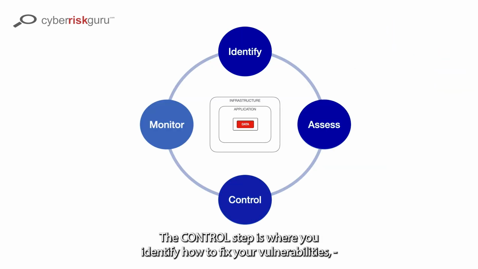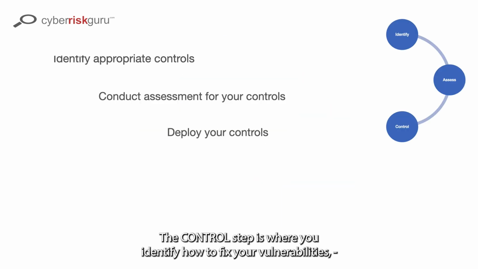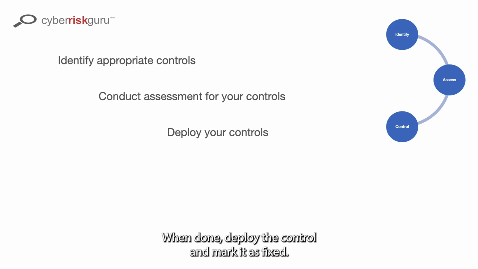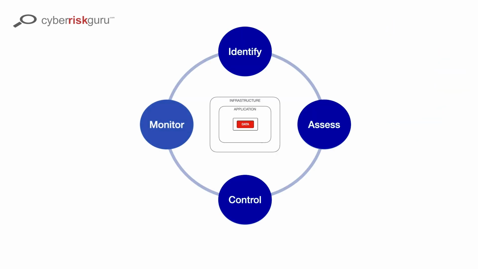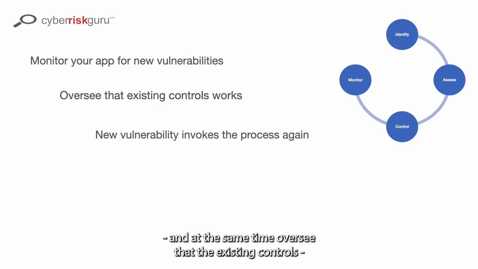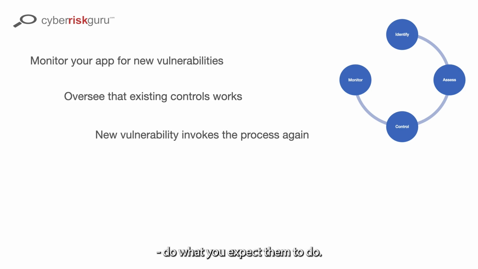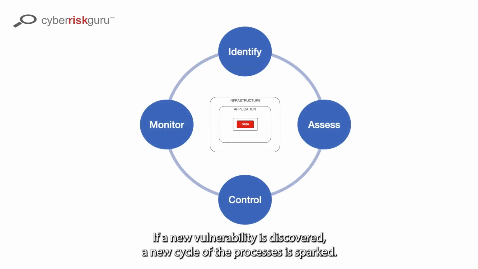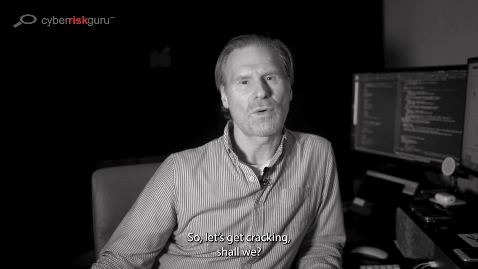The control step is where you identify how to fix your vulnerabilities and assess the effectiveness of your controls. When done, deploy the control and mark it as fixed. The monitor step is where you monitor your app for new vulnerabilities and at the same time oversee that the existing controls do what they are expected to do. If a new vulnerability is discovered, a new cycle of the process is sparked. So let's get cracking, shall we?